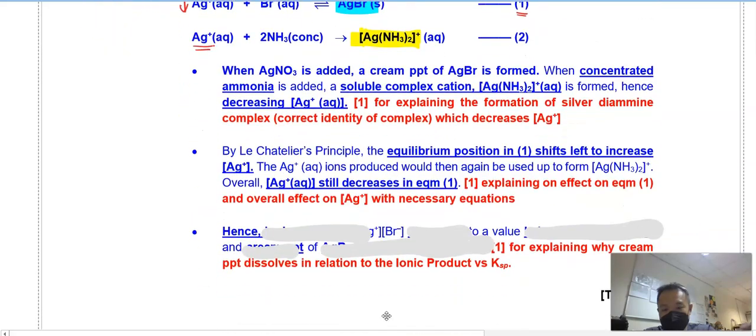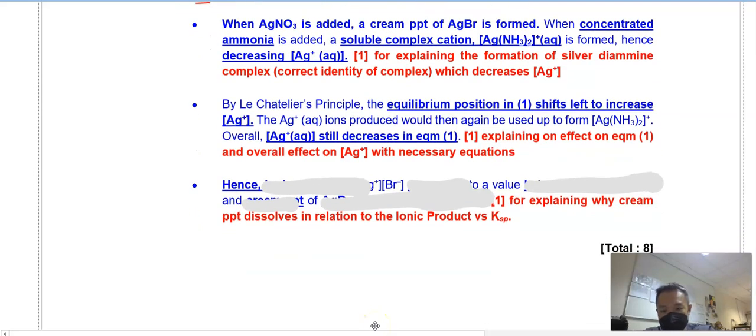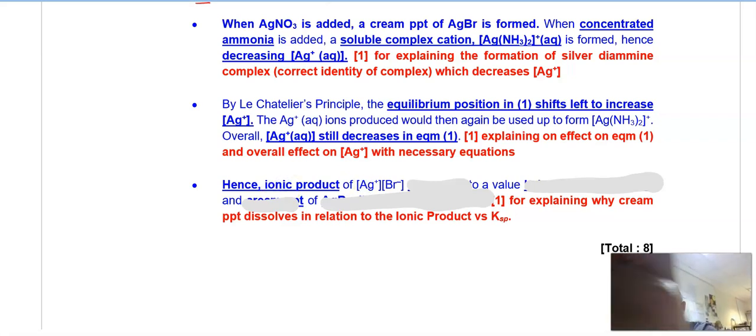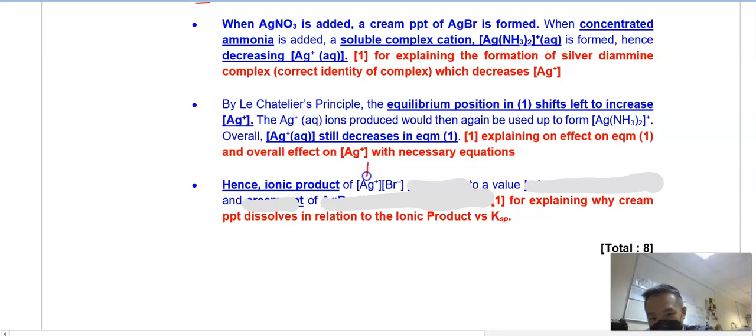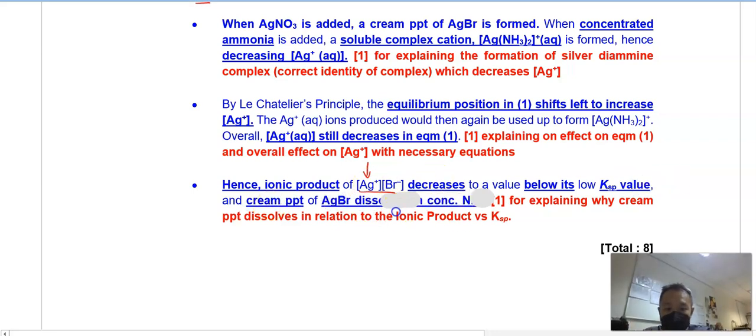Why does it dissolve? To talk about why ppt dissolves, we always have to compare between ionic product and Ksp. So, because Ag+ decreases, as a result, mathematically, the ionic product will decrease to a smaller value. When this value falls below the Ksp value, the cream ppt will therefore dissolve.